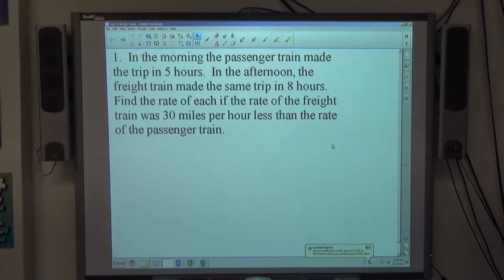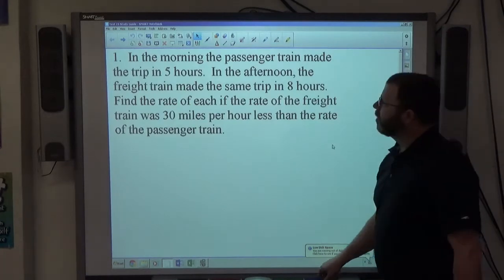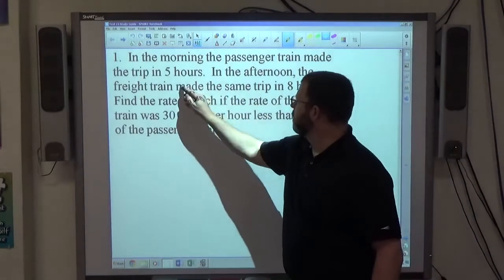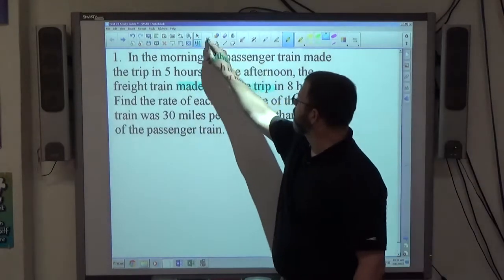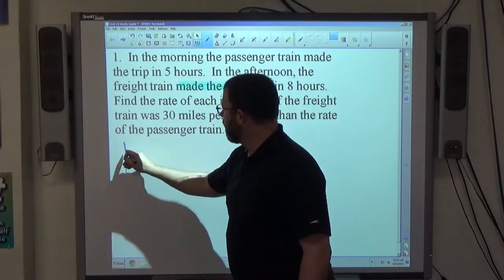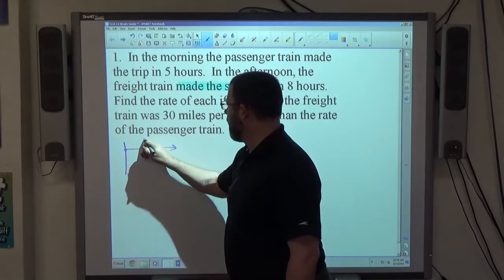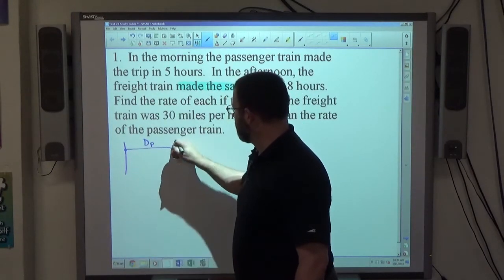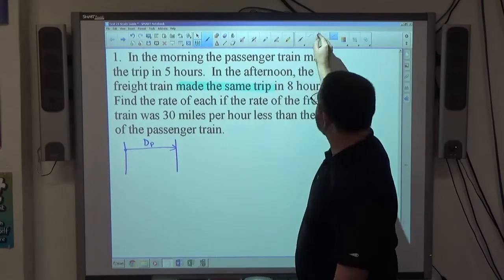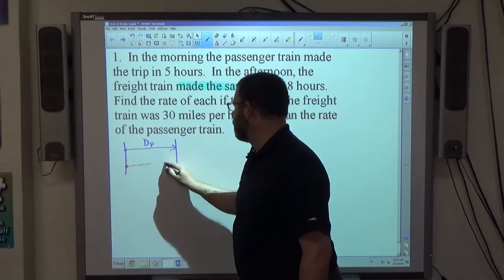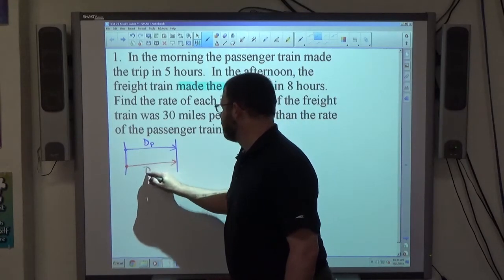Okay, problem one. In the morning, the passenger train made the trip in 5 hours. In the afternoon, the freight train made the same trip in 8 hours. So we see the words made the same trip. If I was to draw a picture to represent this, we have the passenger train going some distance. We don't know how far it goes, so we'll put d sub p to represent its distance. The afternoon, the freight train made the same trip, so we don't know how far it went, but we know it went the same distance.